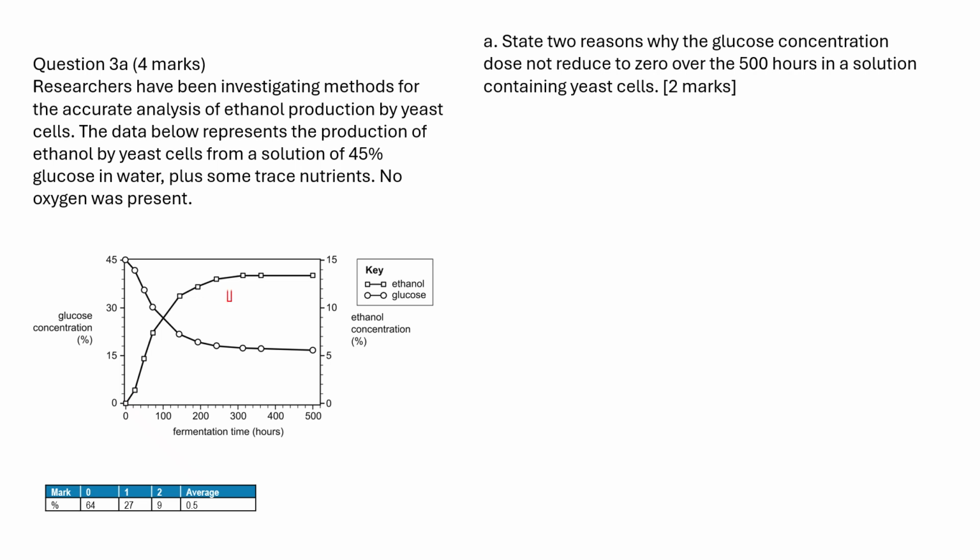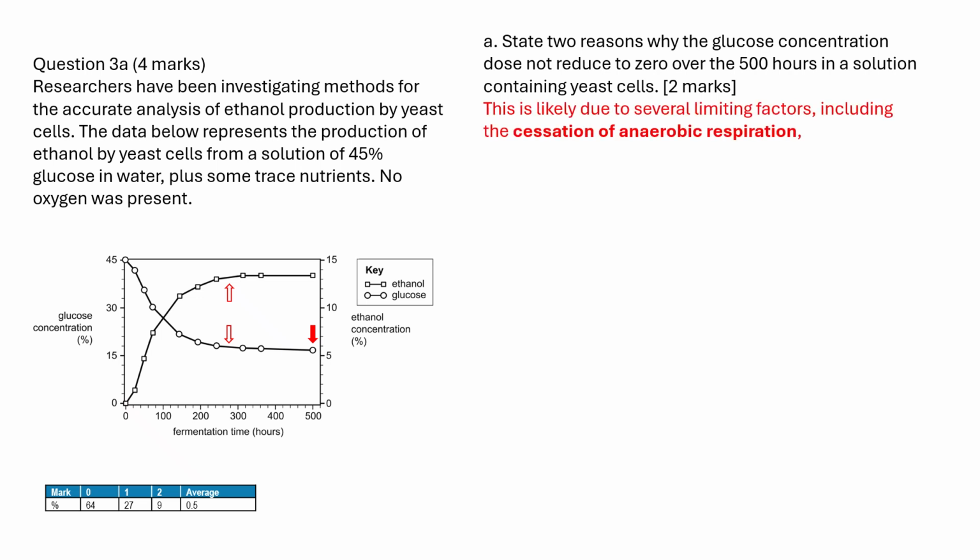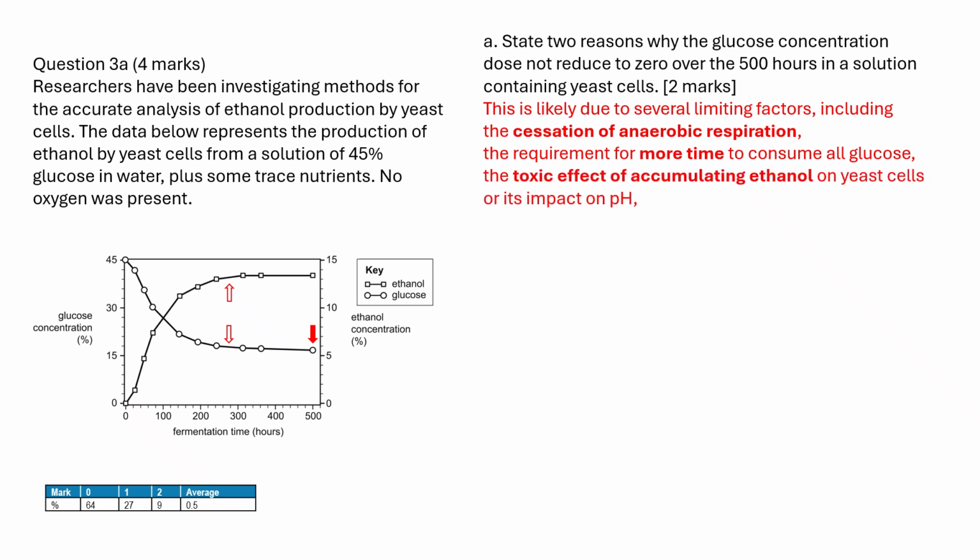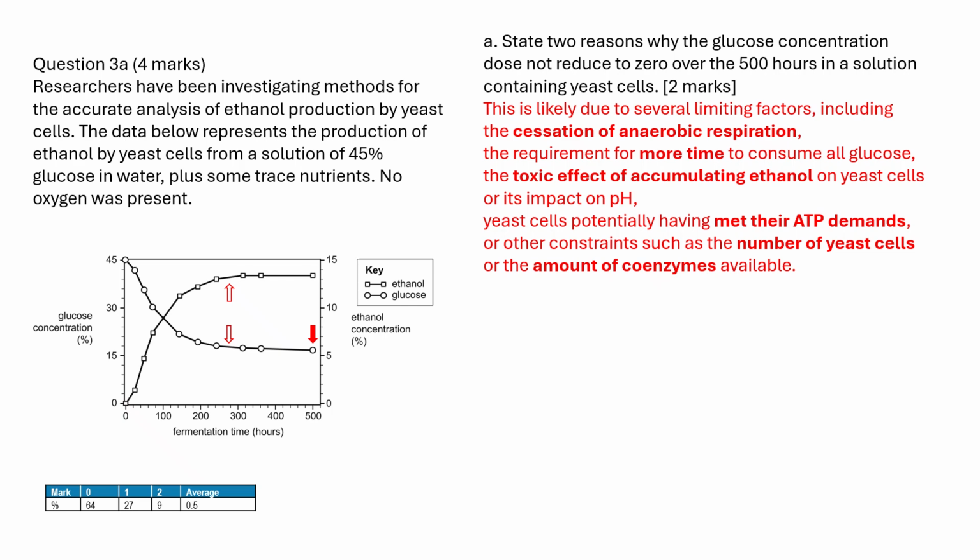As fermentation progresses, ethanol concentration rises and glucose concentration falls. Yet, glucose often doesn't fully deplete even after 500 hours. This is likely due to several limiting factors, including the cessation of anaerobic respiration, the requirement for more time to consume all glucose, the toxic effect of accumulating ethanol on yeast cells, or its impact on pH, yeast cells potentially having met their ATP demands, or other constraints such as the number of yeast cells or the amount of coenzymes available.